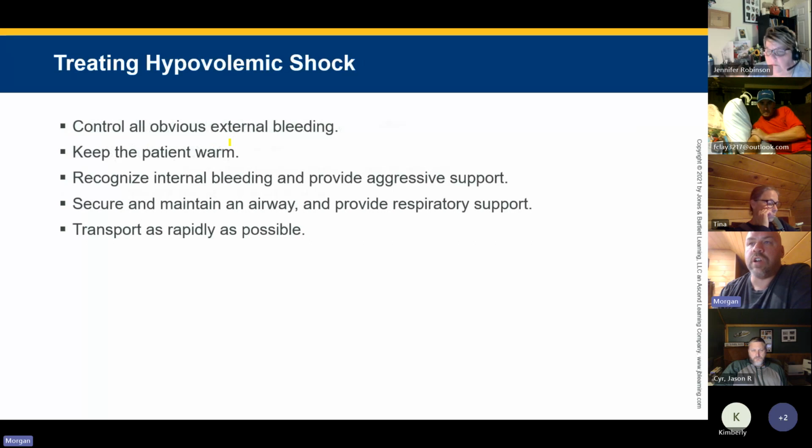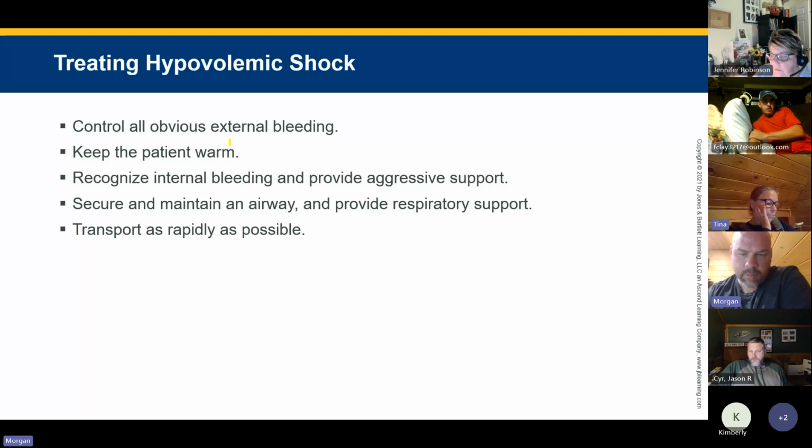So hypovolemic shock, we want to control all the bleeding, if there is any, keep the patient warm, recognize internal bleeding, and provide aggressive support. How would you be able to tell if a patient's bleeding internally? Discoloration. You could have some bruising. Bruising is usually kind of a late sign.